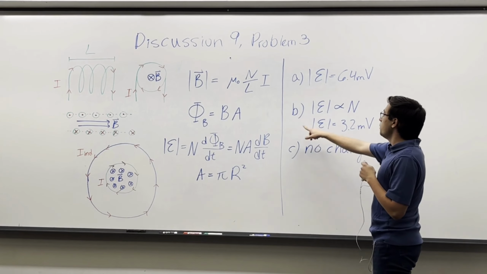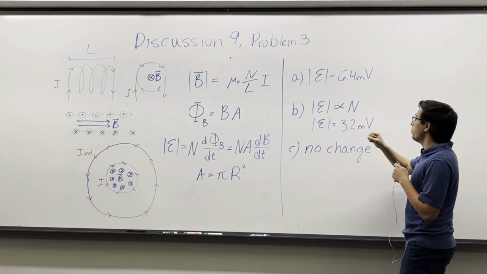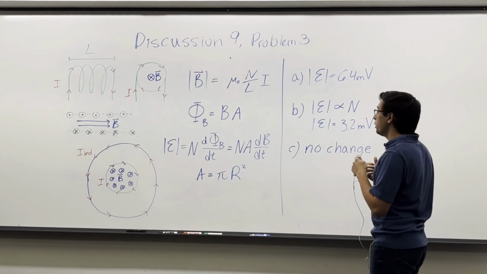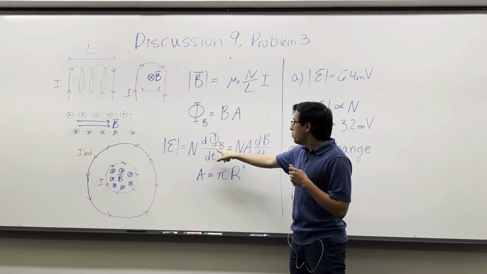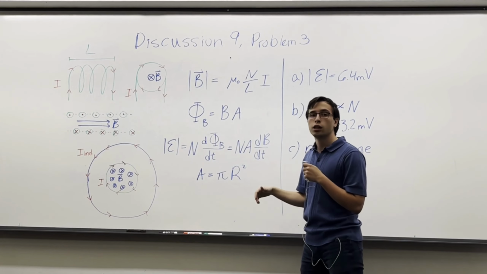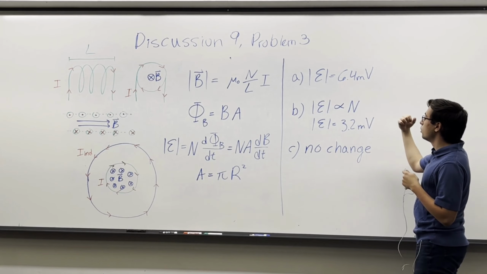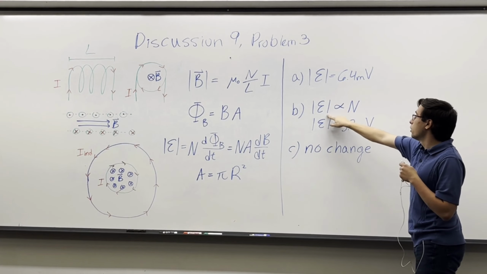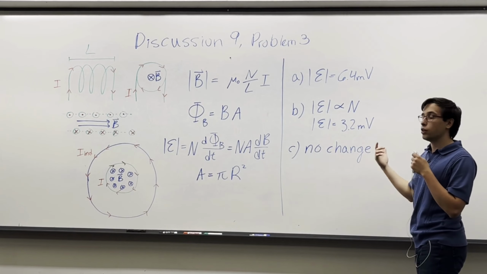Now, in part B of this problem, we're asked to determine what happens to the EMF when we change the number of coils. And like I said earlier, with each coil, you pick up the same d phi B dt amount of voltage. So the more coils you add on the outside, the larger that induced EMF. So when we have the number of coils, we also have the induced EMF because the two are proportional. So we get 3.2 millivolts when there is 60 coils.